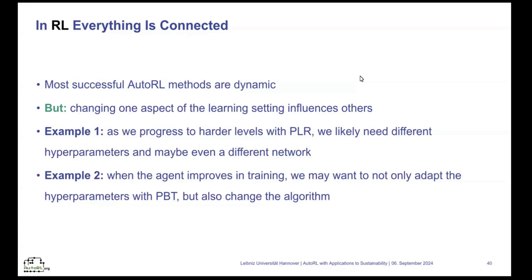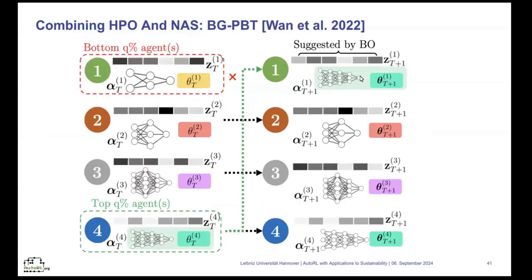Not quite possible at the moment, or at least not experimented on. Because I can give you one example where this has been tried, and you might see where the troubles are at the moment. This was a paper from the first AutoML two years ago, called Bayesian generational population-based training. So this is one iteration of the population-based training thing.